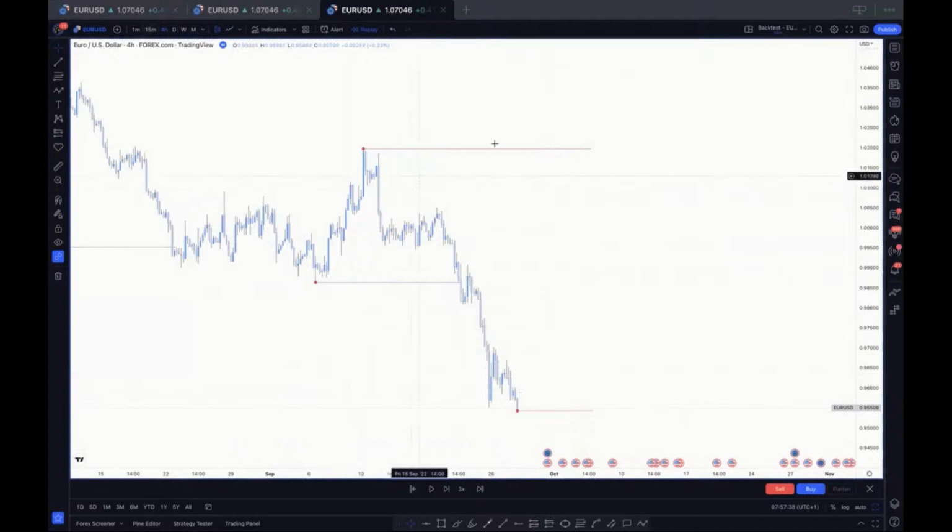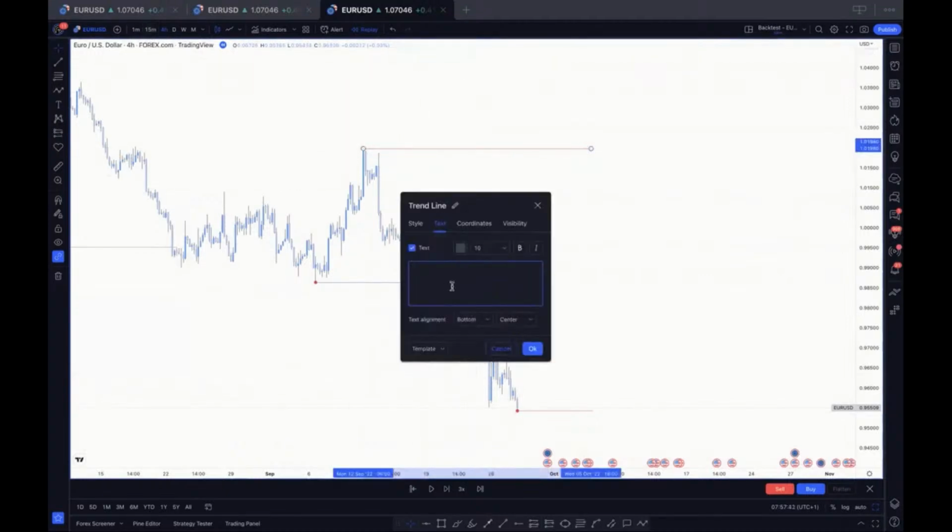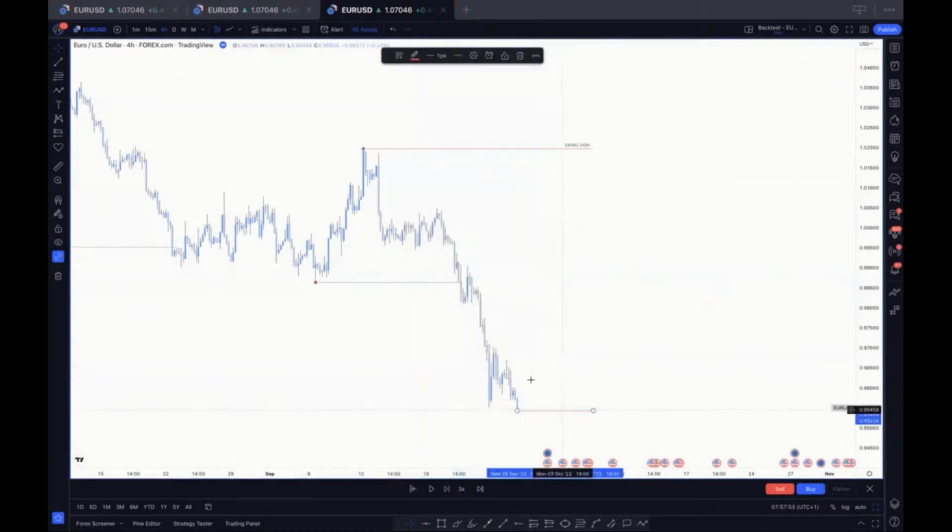Sorry. Oh, one more thing. Let me also just do something. On this line also, I can just add a text. So let me just say swing high, right? I'm just going to put that where the top is, and then put that to the right, so I know that. The same thing here.